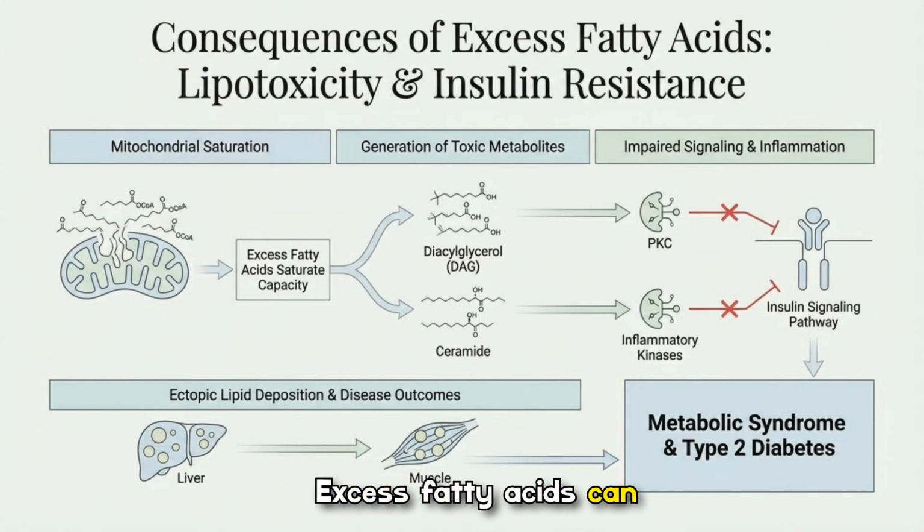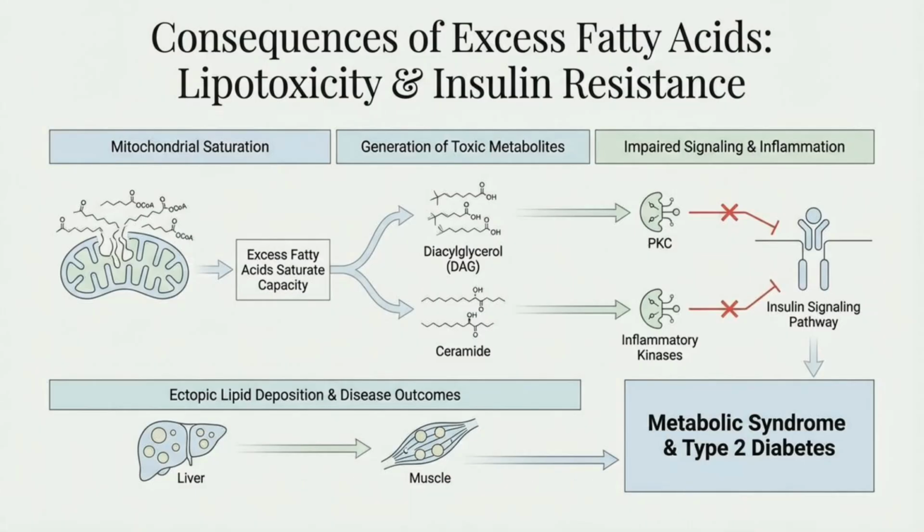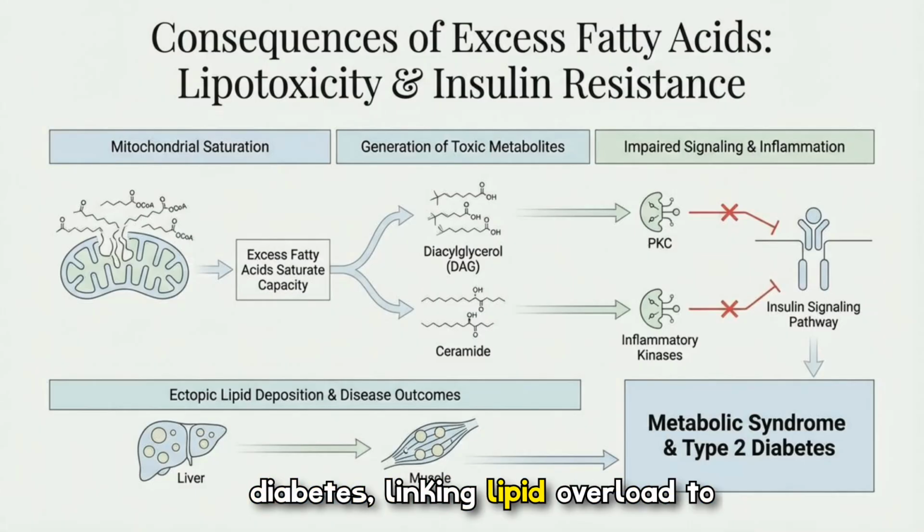Excess fatty acids can overwhelm mitochondrial capacity, leading to accumulation of diacylglycerol and ceramides that activate PKC and inflammatory kinases, which then blunt insulin signaling. The result is ectopic lipid deposition in liver and muscle, and a path toward metabolic syndrome and type 2 diabetes, linking lipid overload to systemic insulin resistance.